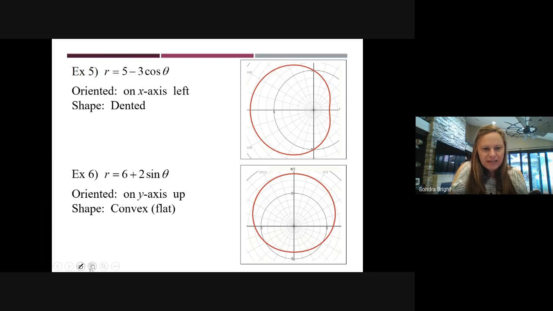So I know it doesn't really look like it's flattened out there, but it is. It's a little more flat along that bottom edge than rounded on the top. Okay. Those are your limaçons.